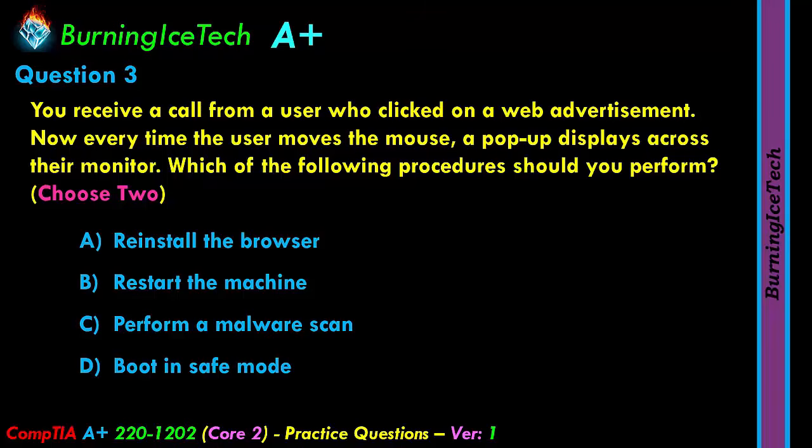So, remember the question said we need to go and choose 2. And considering I've eliminated 2 by a process of elimination, we already know the answer is C and D. But let's have a look at them nonetheless. Answer C says perform a malware scan.